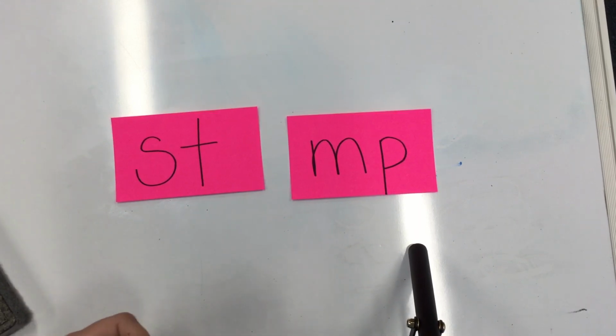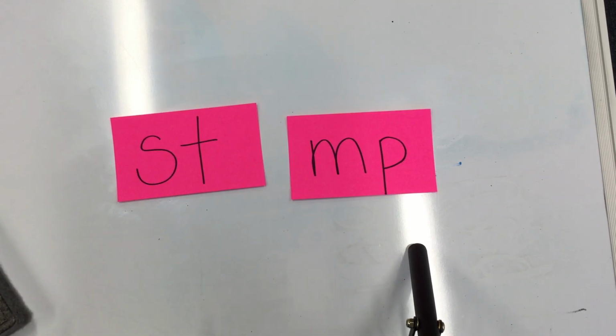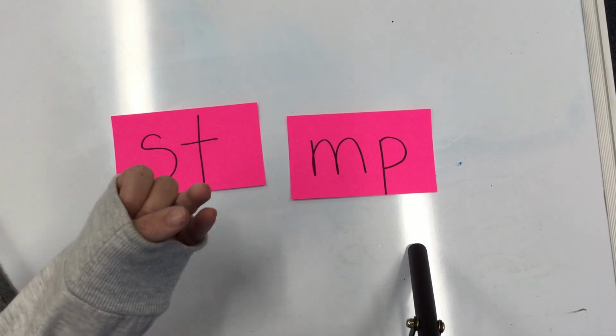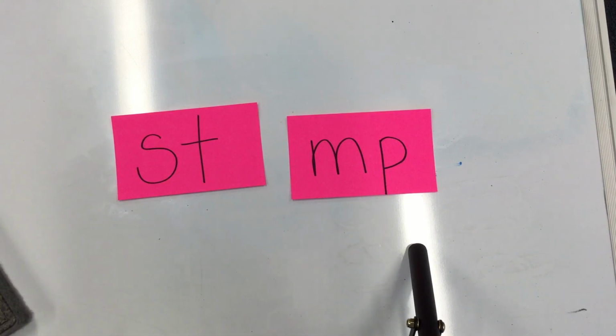Dust. All right, what about the word crust? Crust. Which consonant blend do you hear at the end of crust? I hear ST again. But this word's got a beginning consonant blend too. Crust. All right, what about the word stump?